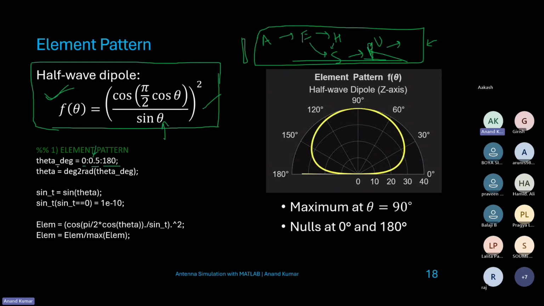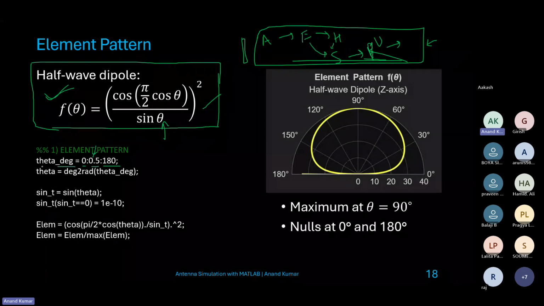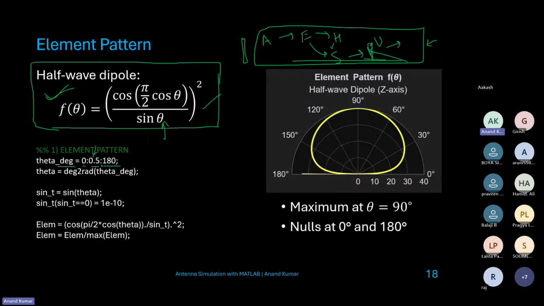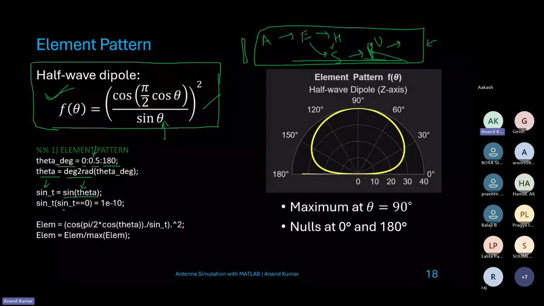Then since you have this in degrees, you convert it to radians. You can use the deg2rad function from MATLAB. So you now have theta in radians. Put this in sine theta. So now you have defined the sine theta function, and this is your sine theta.